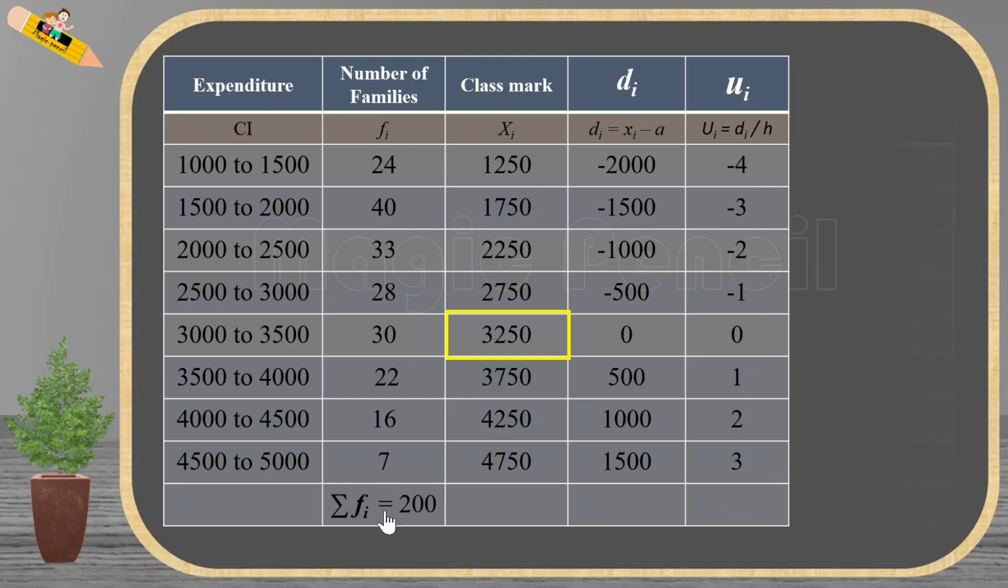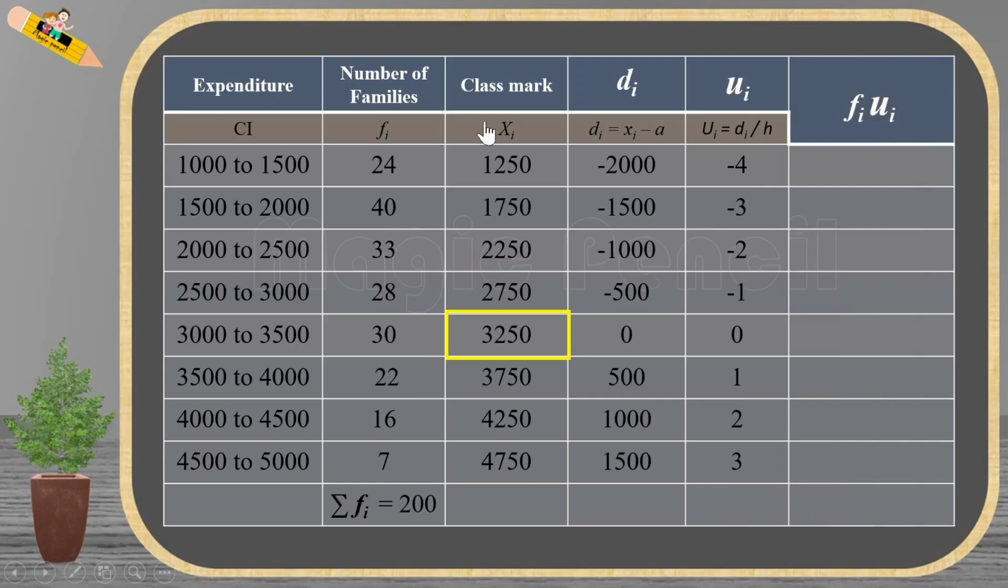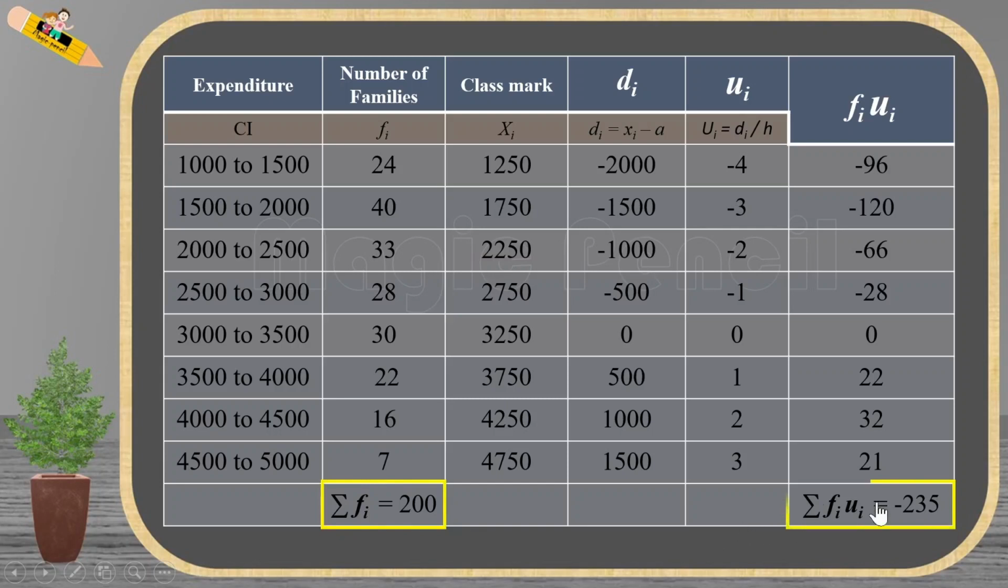Now we need to multiply these fi values with ui values to calculate the mean. When you multiply, see here, 24 into minus 4 is minus 96, 40 into minus 3 is minus 120. So when you multiply fi with ui, you will get these values. When you add all these, sigma fi ui, you will get minus 235. You have sigma fi and sigma fi ui, and these values we have to use in the formula.